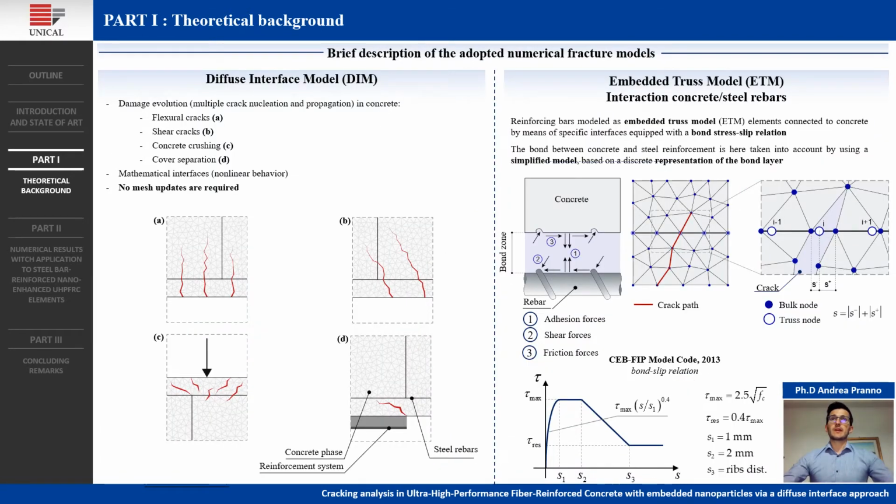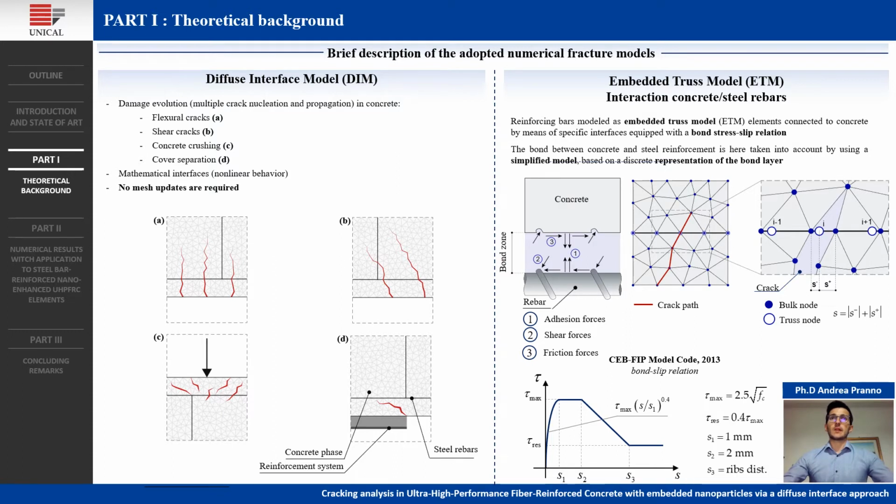Now, the proposed numerical model implemented to simulate the failure in ultra-high performance fiber-reinforced concrete beams is described. In order to model all failure mechanisms together with their interaction, two different models have been incorporated in a bidimensional finite element framework. The first one is the diffuse interface cohesive model used to capture the nonlinear cracking processes in the concrete phase, for instance, the shear and flexural cracks, concrete crushing, and concrete cover separation.